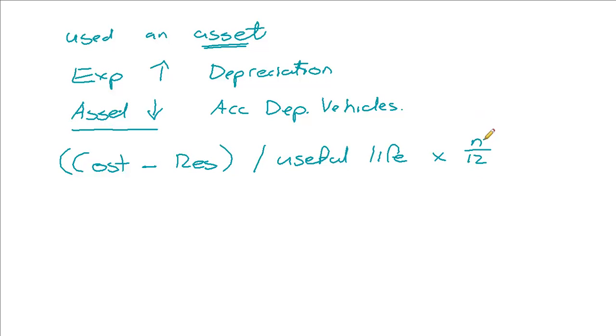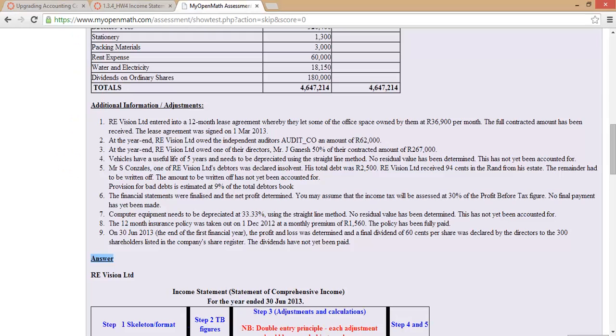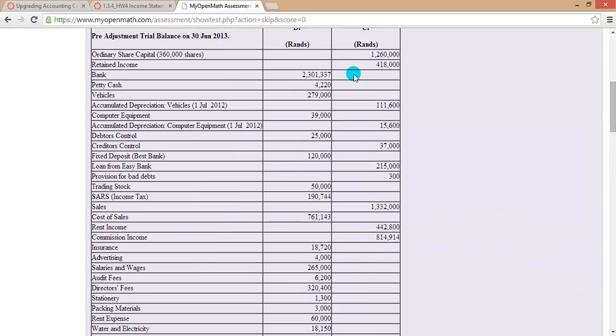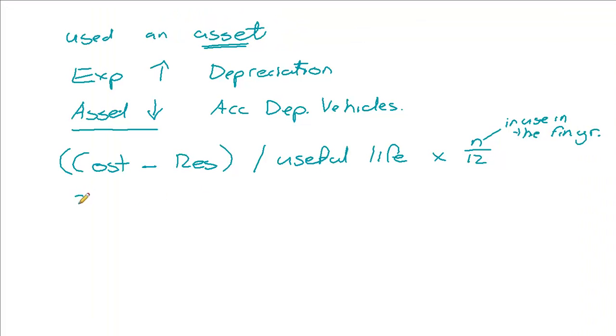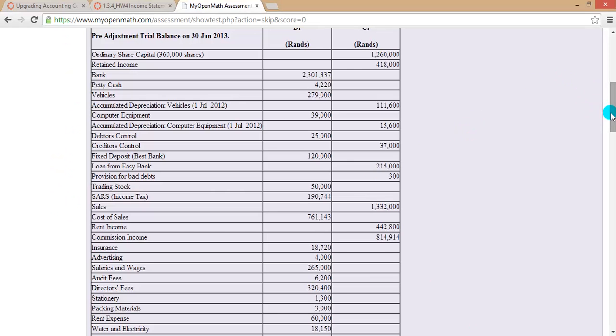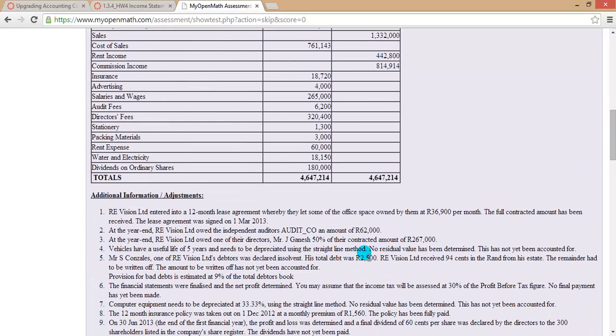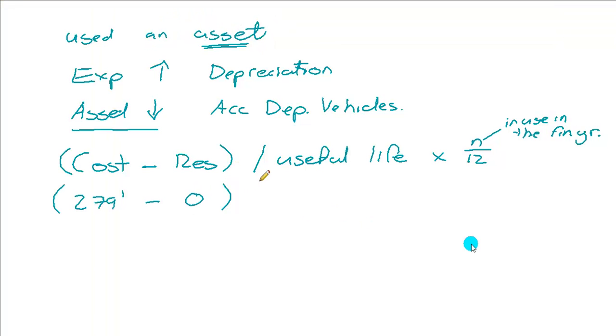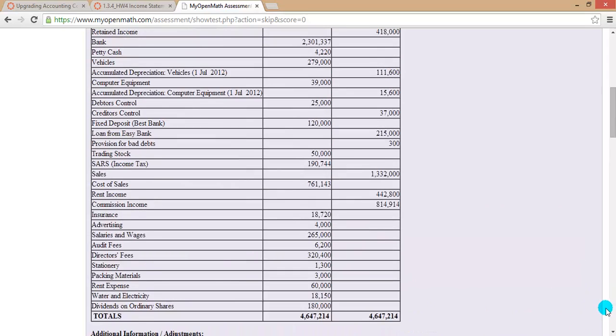This is the number of months that the asset was in use in the financial year. So let's have a look. What's the cost of my vehicles? Well, the total cost of vehicles is 279,000 Rand. So 279, what's my residual value? The information said that we do not have a residual value. It said here no residual value has been determined. So we can put a 0 here. Our useful life was 5 years. We used this asset for the full 12 months during the financial year because no other information was given.